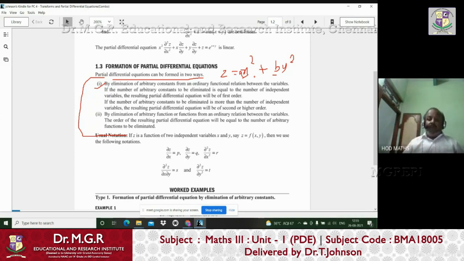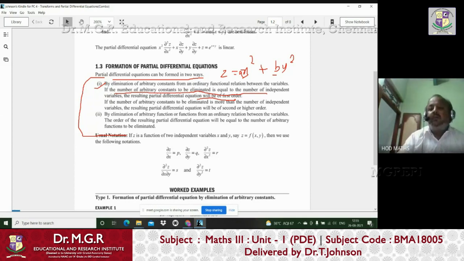But whenever you form a differential equation from an ordinary equation, in the differential equation there won't be any arbitrary constants. Try to understand, whenever you form a differential equation by differentiating, in the final equation there won't be any arbitrary constants. That is the first thing. And the next thing is, if the number of arbitrary constants to be eliminated is equal to the number of independent variables, then the resulting partial differential equation will be of first order. What is the meaning of this?